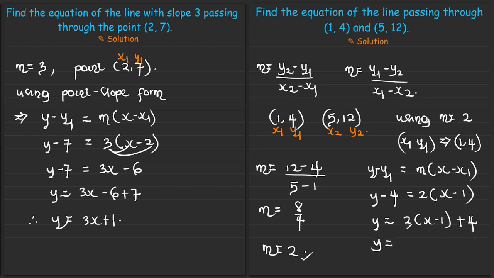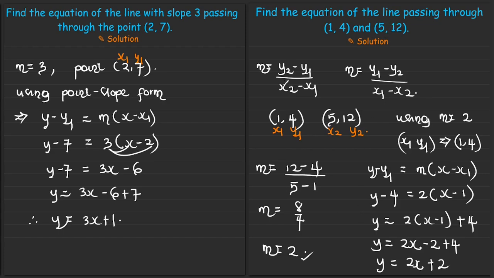Simplifying, we have 2 times x, which gives us 2x. Then 2 times negative 1 gives us negative 2. And then we have a plus 4. So our y is equal to 2x. Then negative 2 plus 4 gives us a positive 2. This is the equation of the line that connects these 2 points.